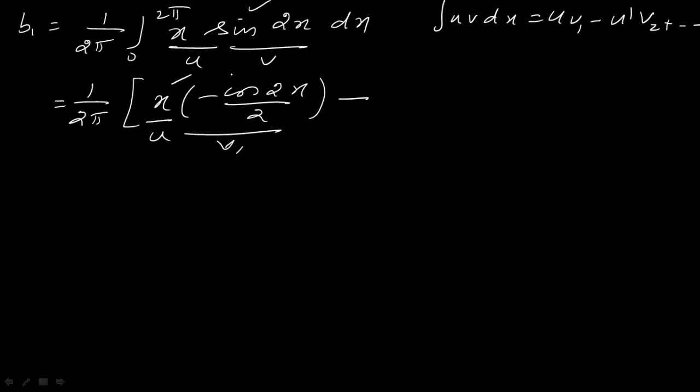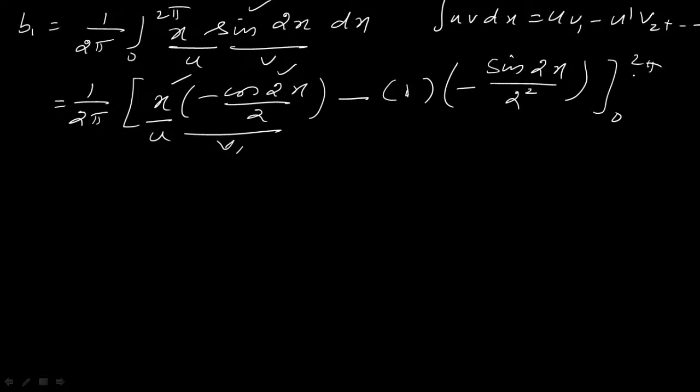Am I right? So u dash is nothing but differentiating x. Differentiating x, you get 1. And next integrating v1. So here you take minus 1 by 2 as a constant. So cos 2x, if you are going to integrate once again, you get sin 2x divided by 2. Already you have 2 in the denominator, so 2 square, with the limit from 0 to 2 pi.